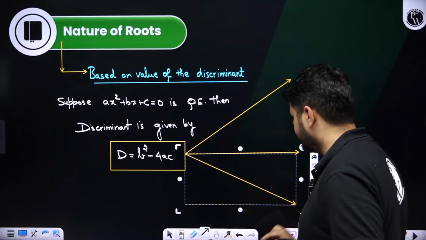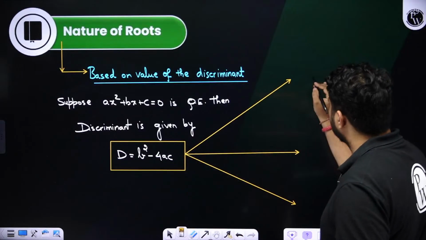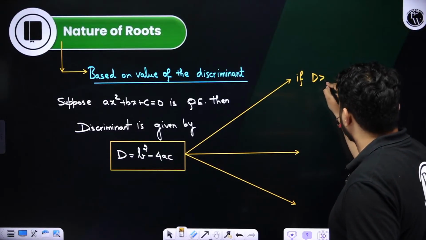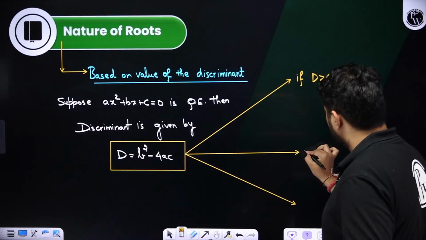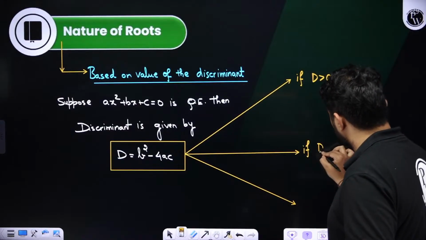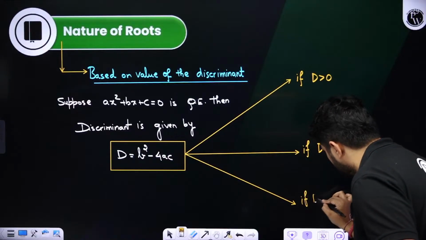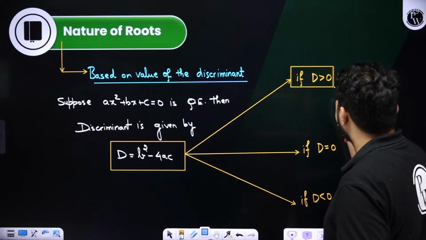Fine students. So based on this we have, if discriminant value is greater than 0, case 1. Second case, if discriminant value is equal to 0. Third case, if discriminant value is less than 0. So all these cases have their own significance.